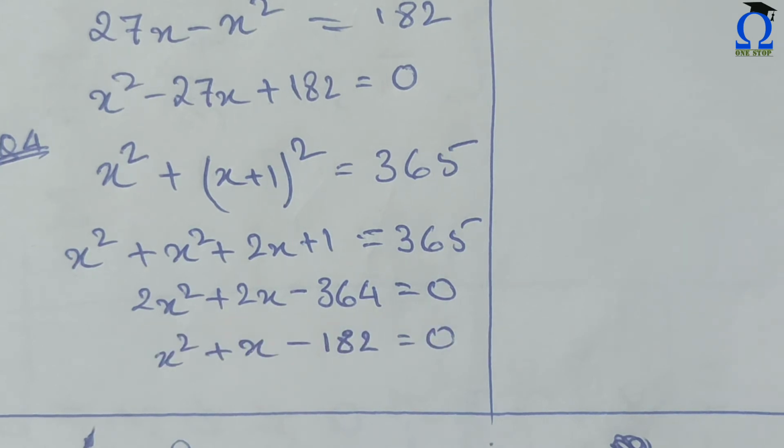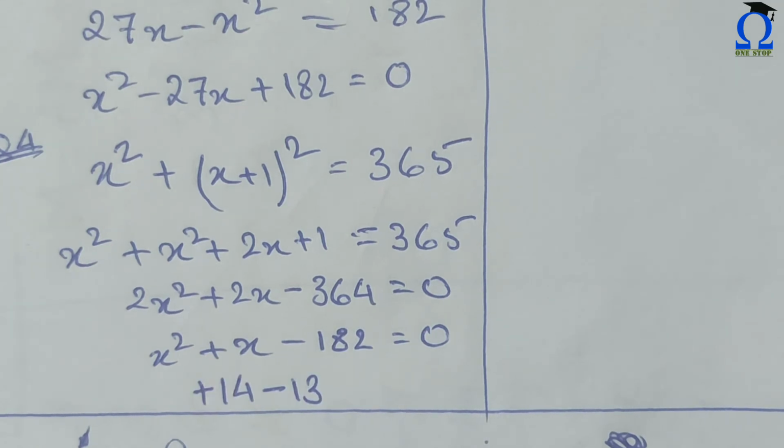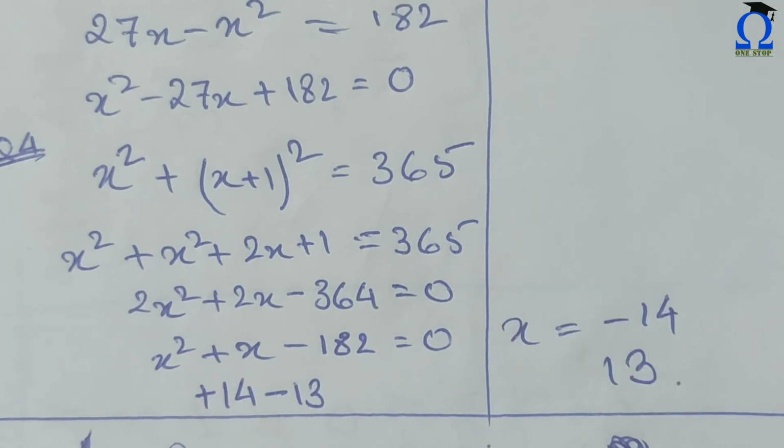Like this. Now, 14 into 13 is 182, therefore plus 14 and minus 13 are the required two numbers, and therefore our answer would be minus 14 and plus 13. You can check it by the proper solution.